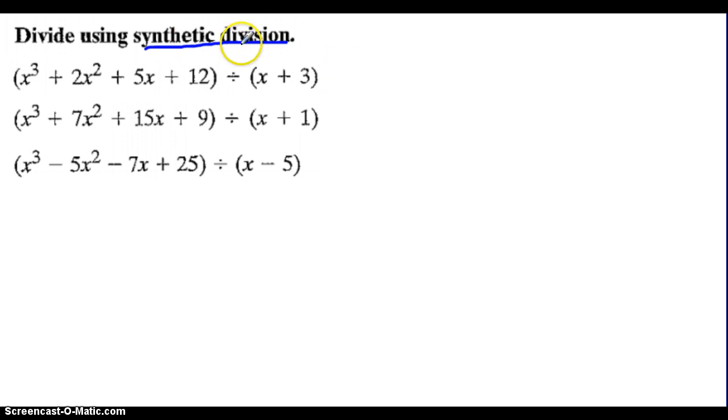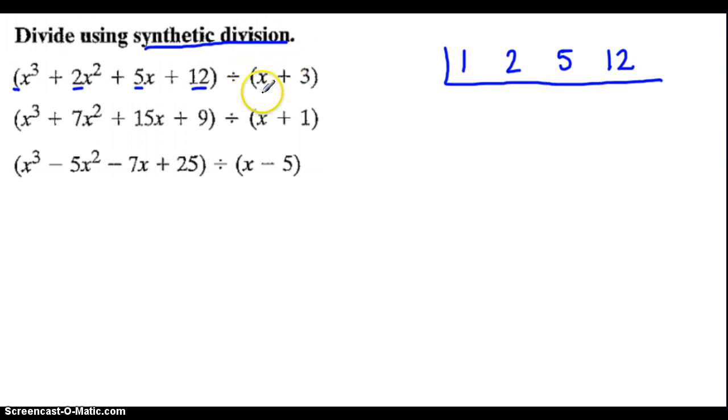When we use synthetic division, we first identify the coefficients of the polynomial. So I have a 1, a 2, a 5, and a 12. Those are all of my coefficients right here, and I'm going to put them in their own little box like this. Then we look at the divisor and ask what makes it 0. That would be -3. So this is the 0.